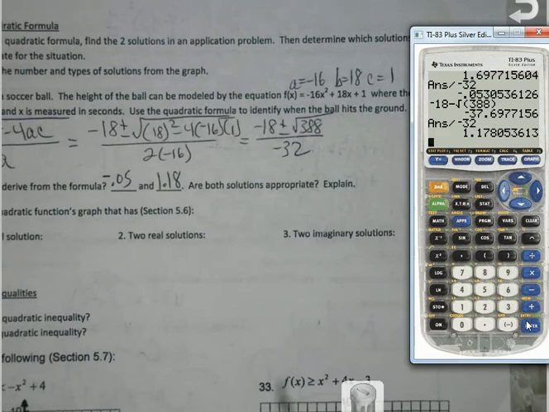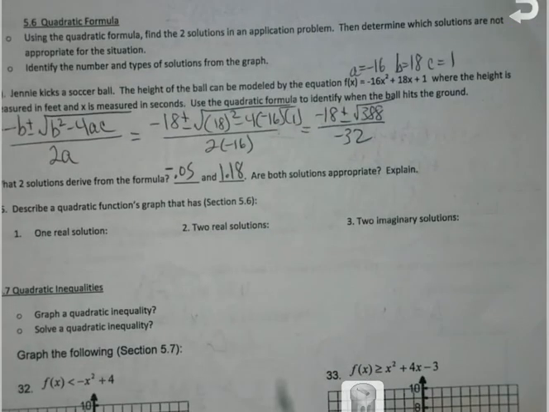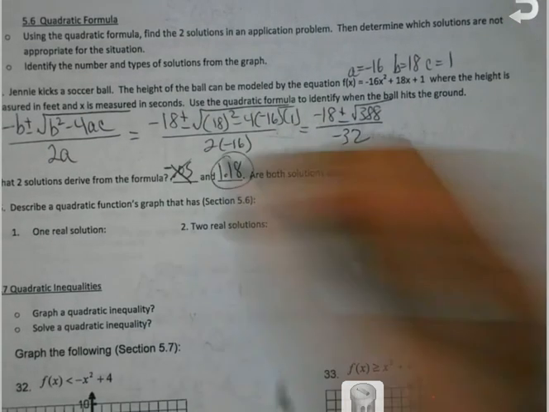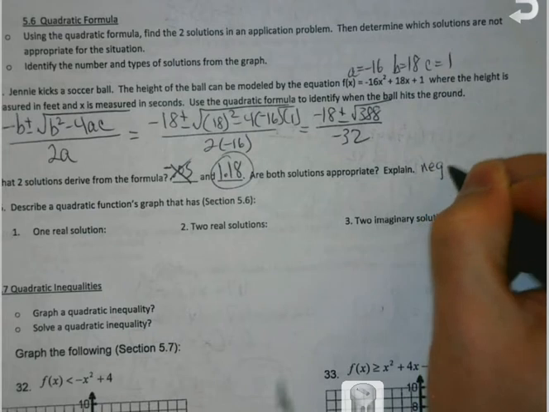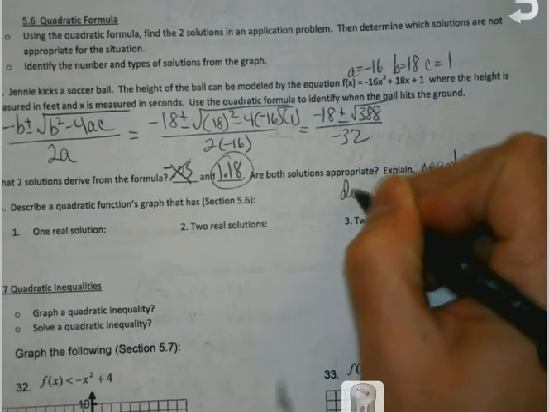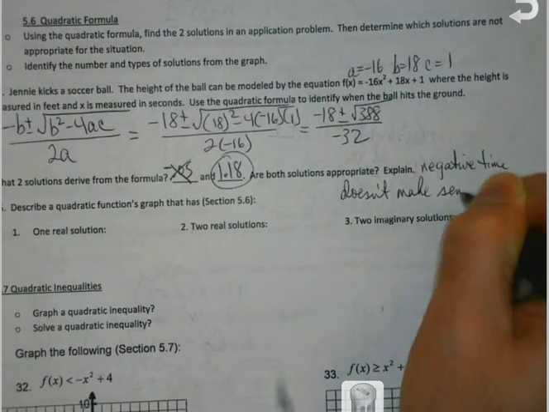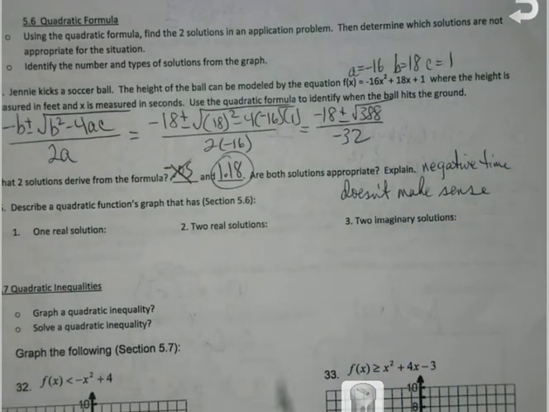Are both of my solutions appropriate? Well, I would have to say no. When the ball hits the ground, we're talking about time here. So negative time doesn't make sense. Well, except unless, let's say, you're in a Back to the Future movie, but otherwise, I really don't think that's going to do much for us, okay?